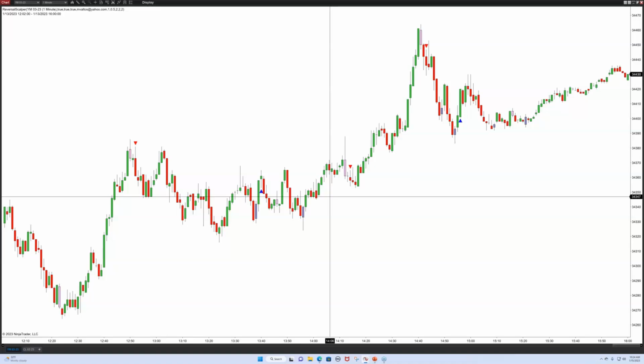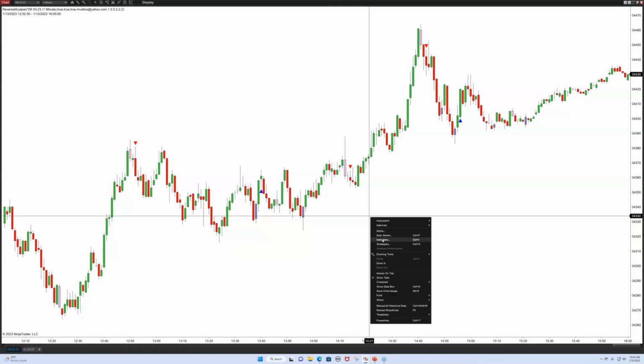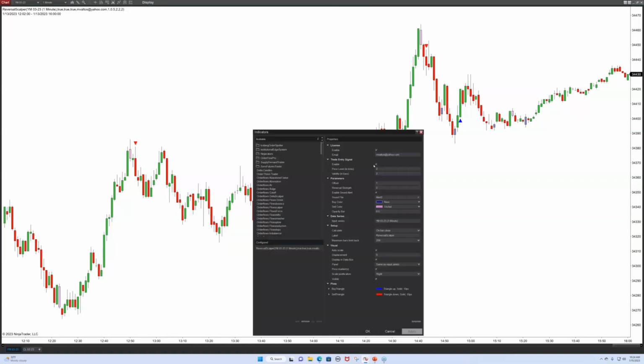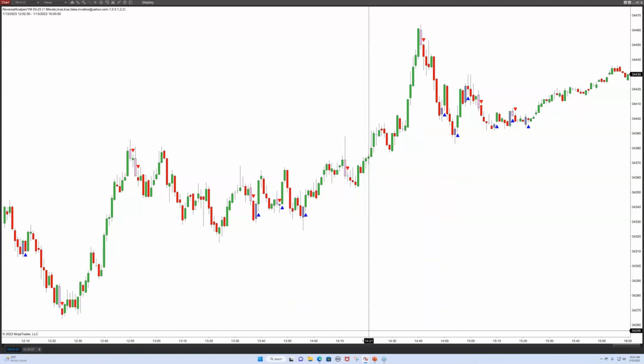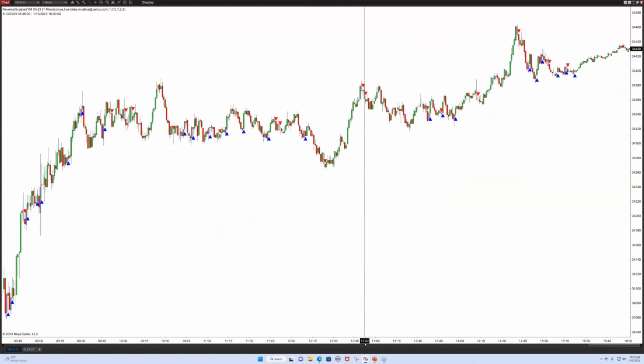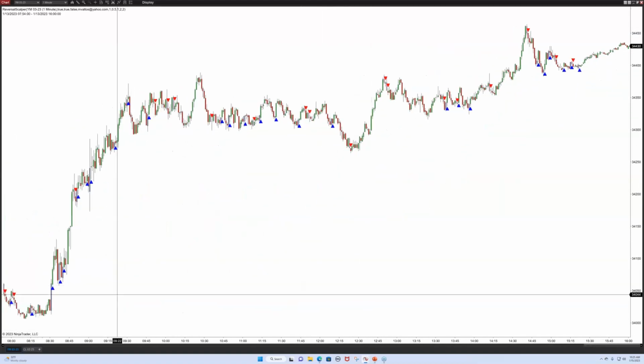Okay, so this is gold. This is Mini Dow, YM. And again, let's just go through the settings. When you install it, the default settings are 1, and this is turned off. For some people that might be a bit too many signals. Okay, so where's the cash open?